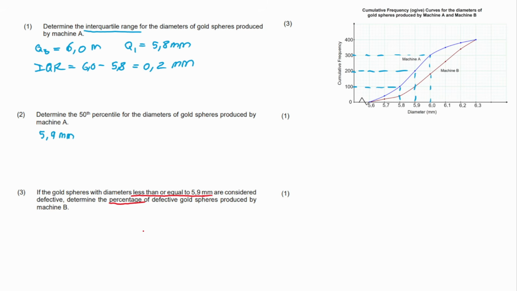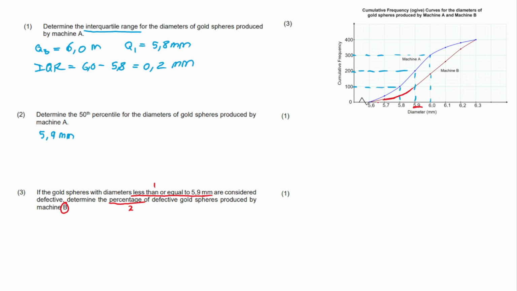Okay, so there's a lot going on. So let's break this into steps. This will be step 1 and this will be step 2, this percentage part. So we need to find how many gold spheres have diameters less than or equal to 5,9 millimeters. And we're working with machine B, so in red. So we go to 5,9 millimeters, which is here. And we need to work out how many have 5,9 millimeters diameter or less.